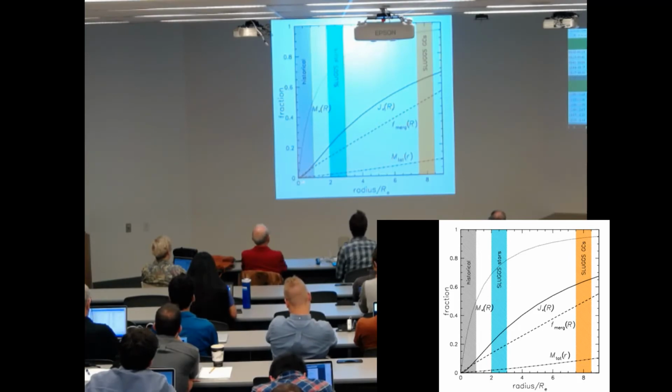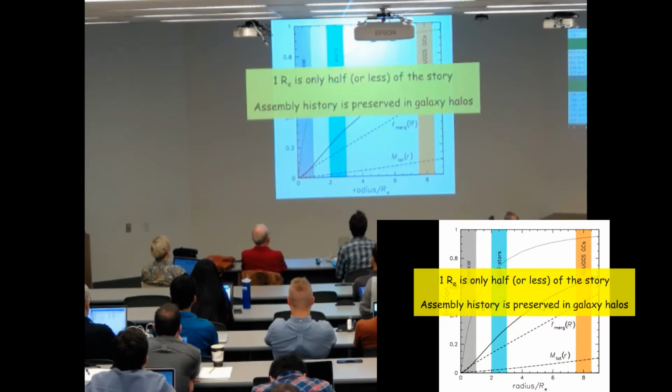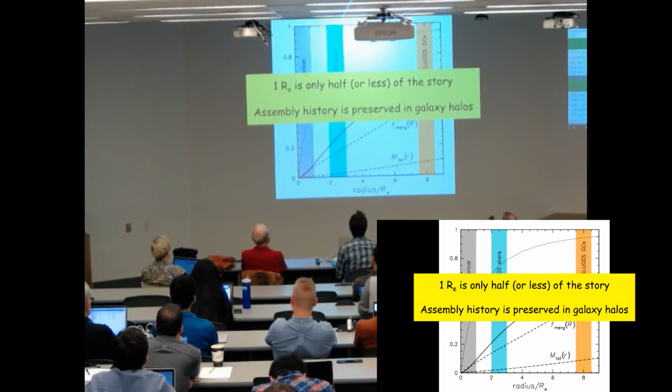So you can see when we probe just into one effective radius, which is often the case with spectroscopy, we're only sampling 50% of the stellar mass, 10% of the angular momentum, about 5% of the total mass. You want to be out much further in radius. So the SLUGS survey is probing with stars around 2 to 3 effective radii, and with globular clusters out about 8 or 10. So one effective radius is only half or even less the story. Another reason you'd like to go to the outer parts of galaxies is the assembly history is preserved in those regions because the dynamical times are long.